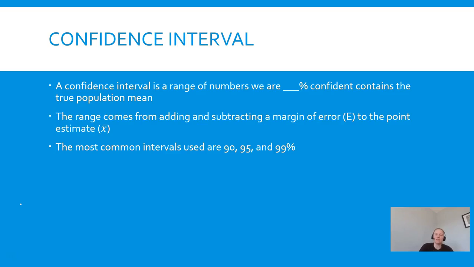That range is called a confidence interval. It's the range of numbers that we are some percent, usually 90, 95, or 99%, confident contains the true population mean. We get that range by adding and subtracting a margin of error to the point estimate, and the point estimate is our sample mean.